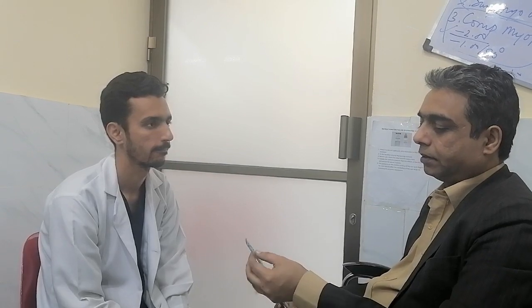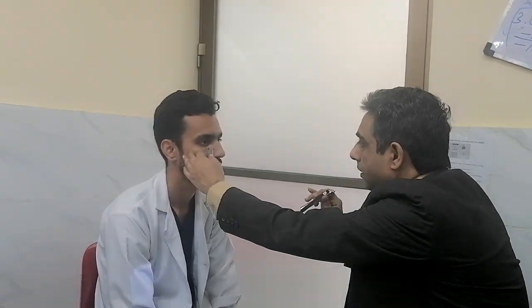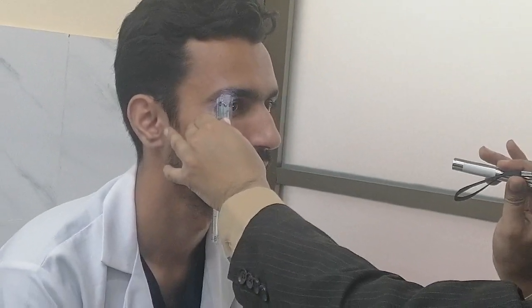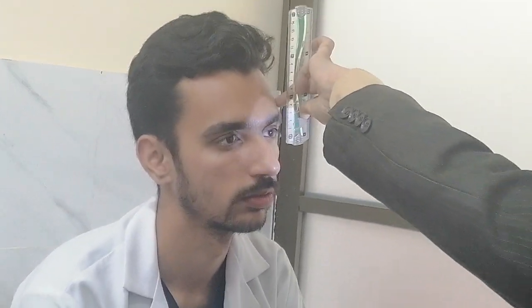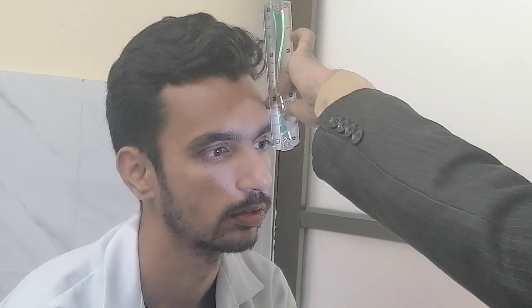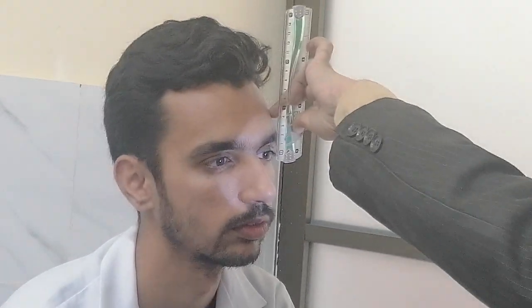I have chosen a point, and 0 is at the upper eyelid, and I can see it exactly 4.5 millimeter. Now I am checking the other eye. We will ask the patient to look into the torch, okay? And here it is also 4.5. It means it is normal. 4 is also normal.